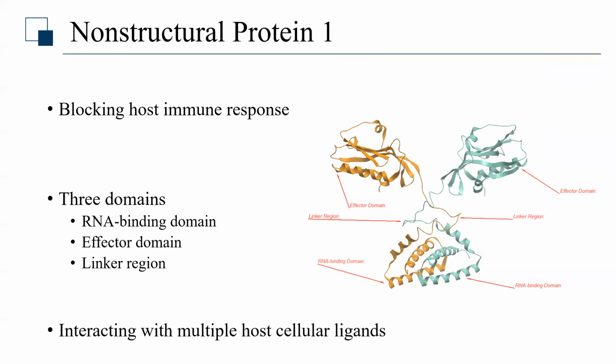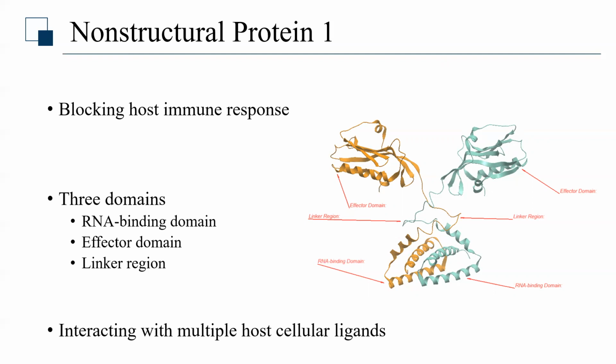As we can see in the figure, each non-structural protein 1 consists of an RNA binding domain, an effector domain, and a flexible linker region separating the two. While the RNA binding domain provides the base for the formation of protein dimers, the effector domain facilitates the interaction with RNA and a wide range of host cellular ligands. This protein blocks host antiviral response through multiple mechanisms that I will introduce next.